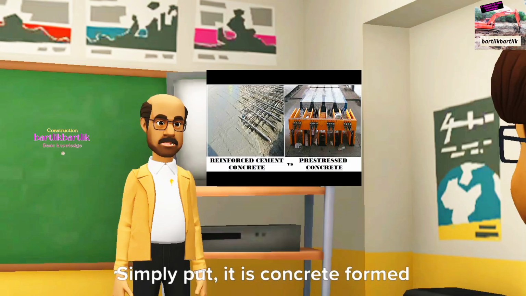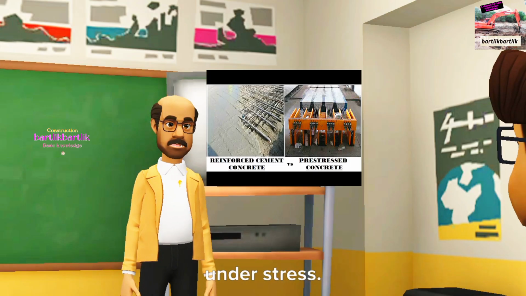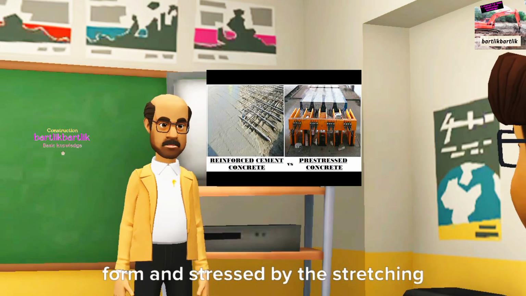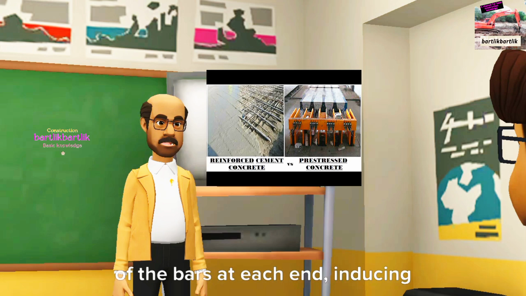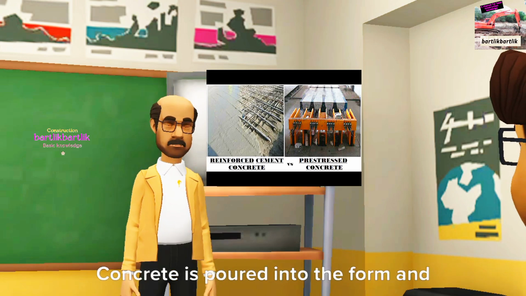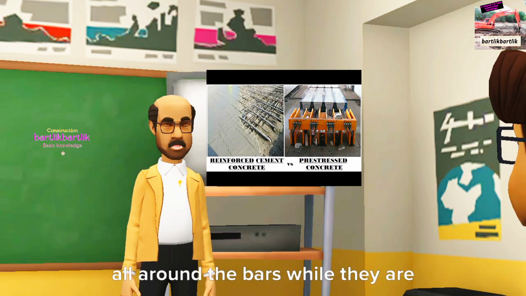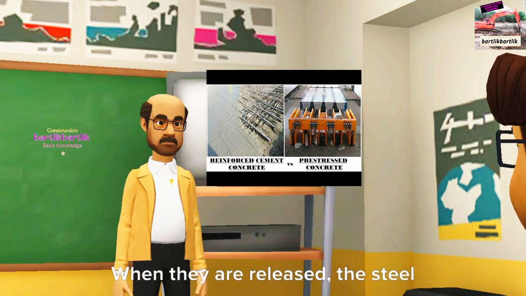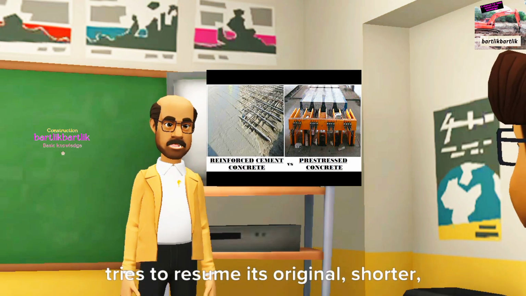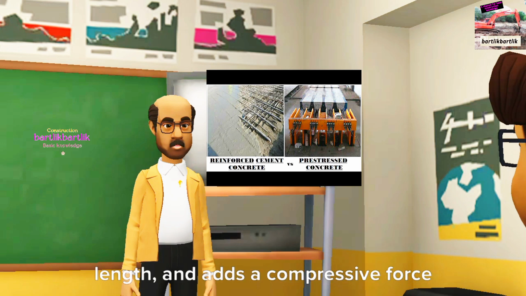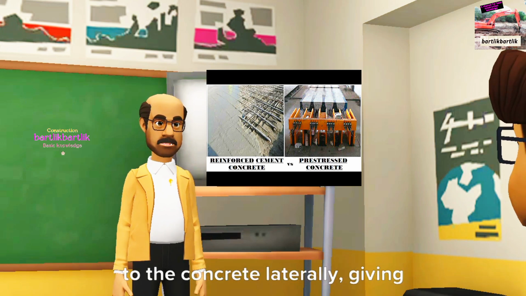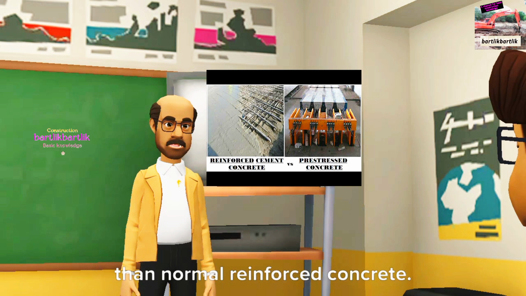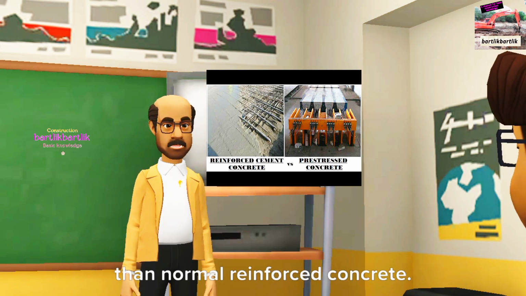Alright. Simply put, it is concrete formed under stress. Reinforcement bars are placed in a form and stressed by the stretching of the bars at each end, inducing tension in the bar. Concrete is poured into the form and all around the bars while they are still being stretched. When they are released, the steel tries to resume its original, shorter, length, and adds a compressive force to the concrete laterally, giving it the strength to span longer distances than normal reinforced concrete.